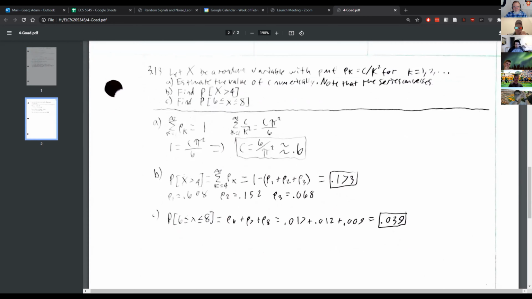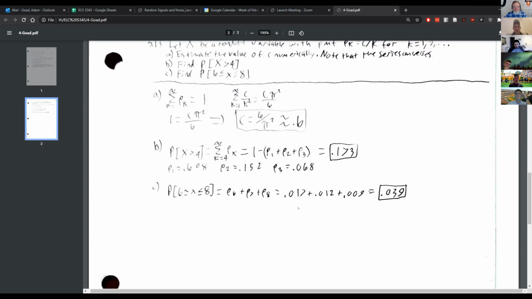Right, so the probability that x is greater than 4 is the same as 1 minus the probability that it was 1, 2, or 3. So I calculated the probabilities for 1, 2, and 3, subtracted them from 1, and got 0.173. There we go. Okay, and then the next one I think is just as straightforward, right? Yep, between 6 and 8, add 6, 7, and 8.